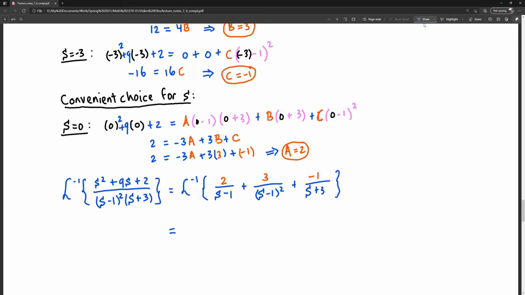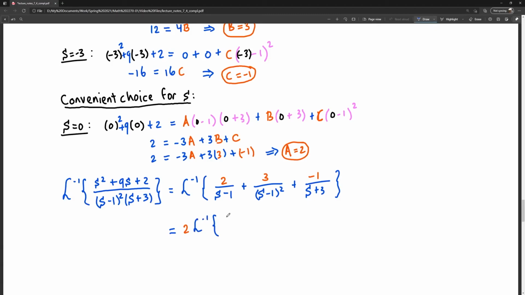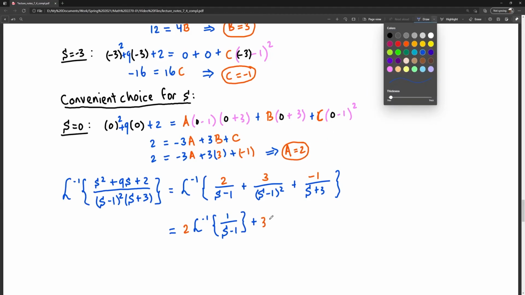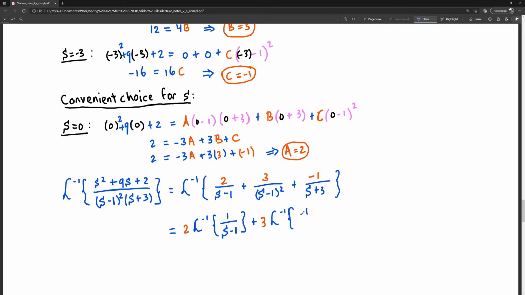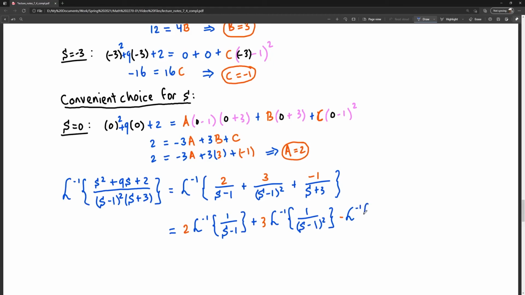And then by linearity, this is equal to 2 times the Laplace inverse of 1 over s minus 1, plus 3 times the Laplace inverse of 1 over s minus 1 squared, and then minus the Laplace inverse of 1 over s plus 3.